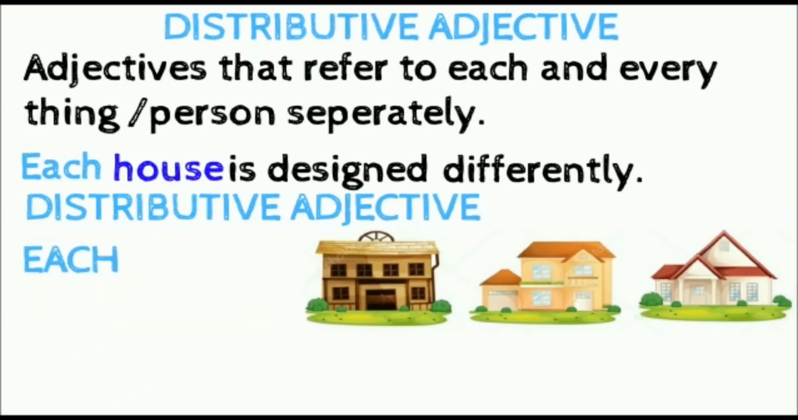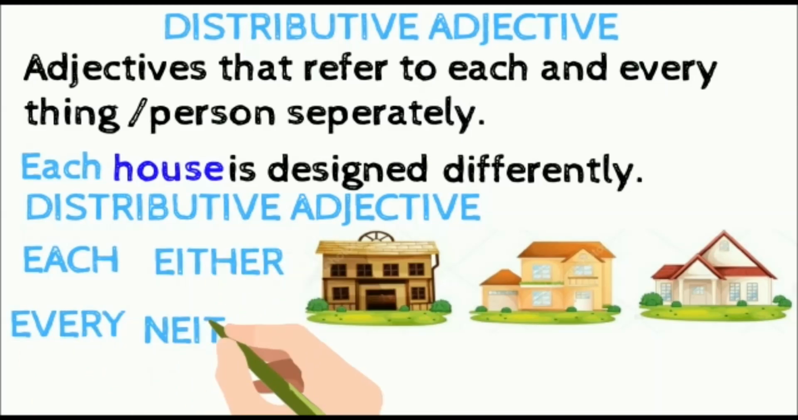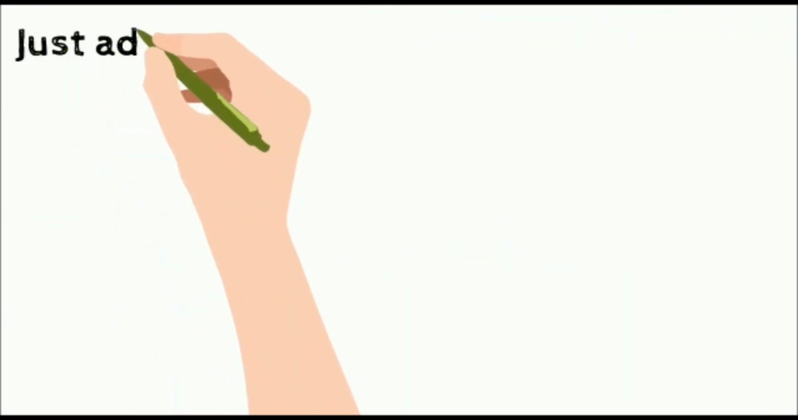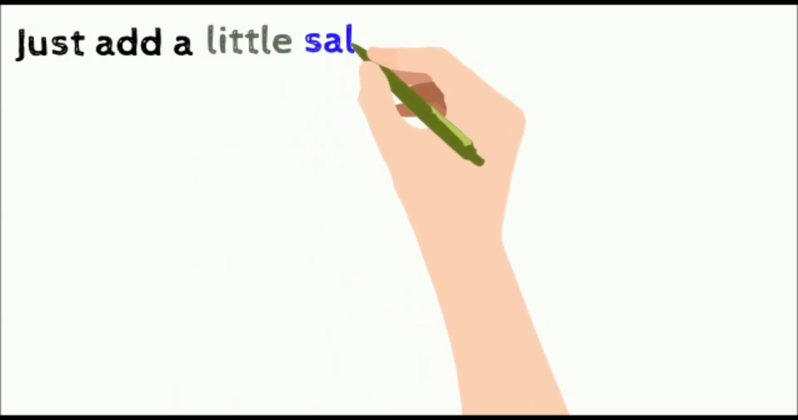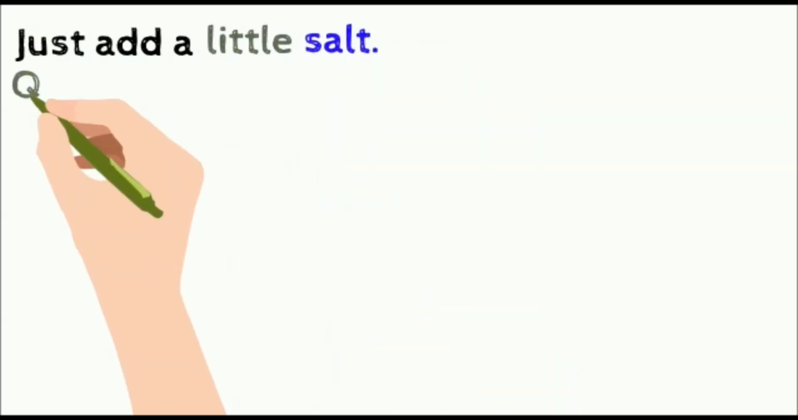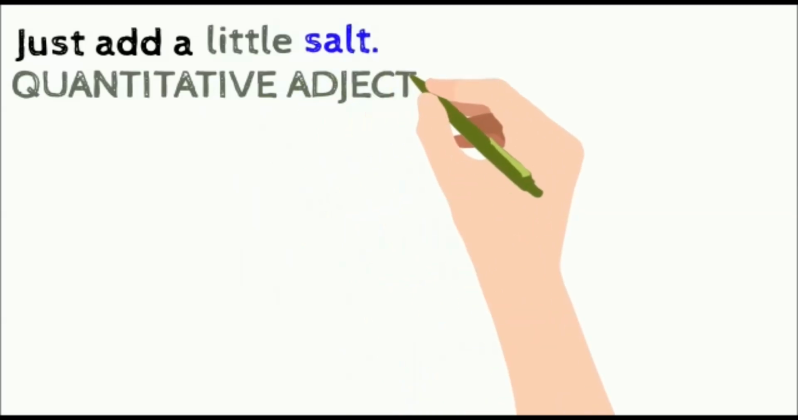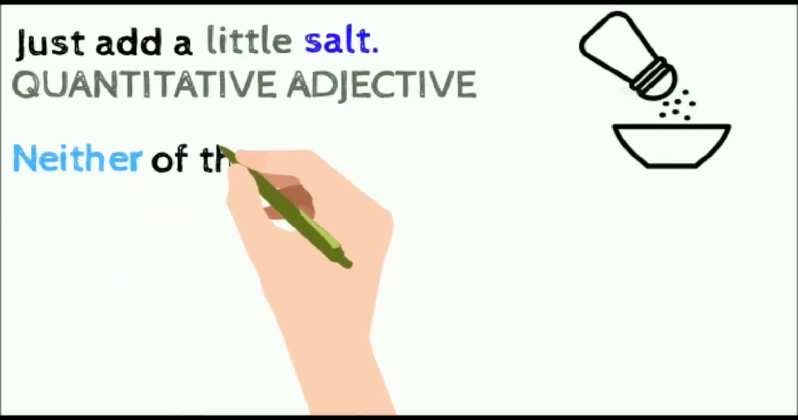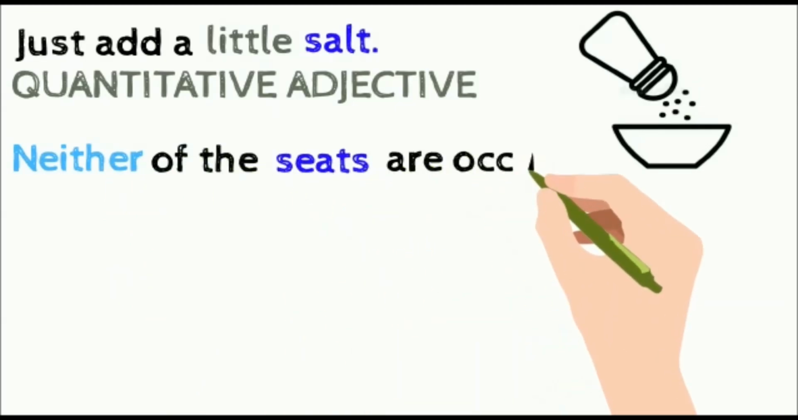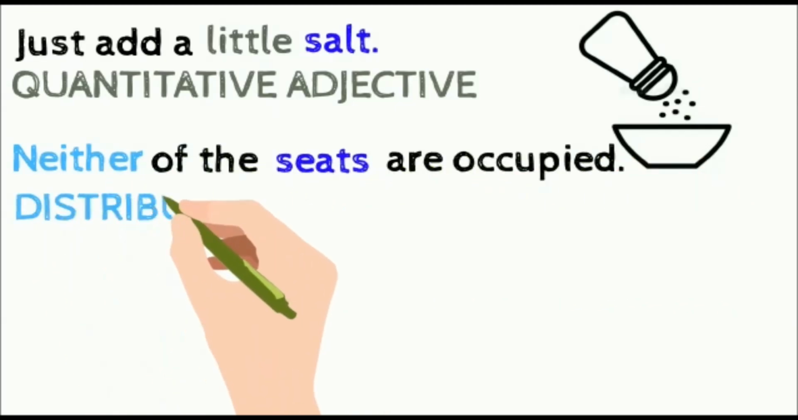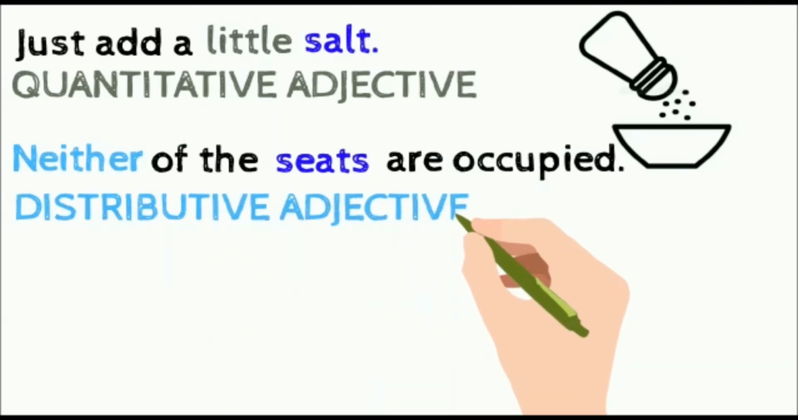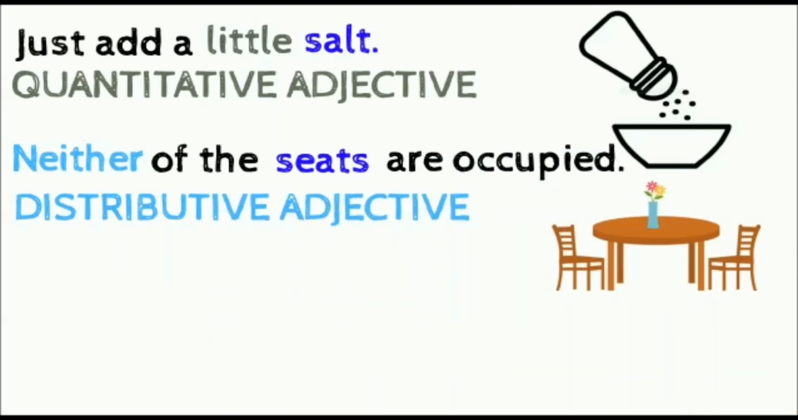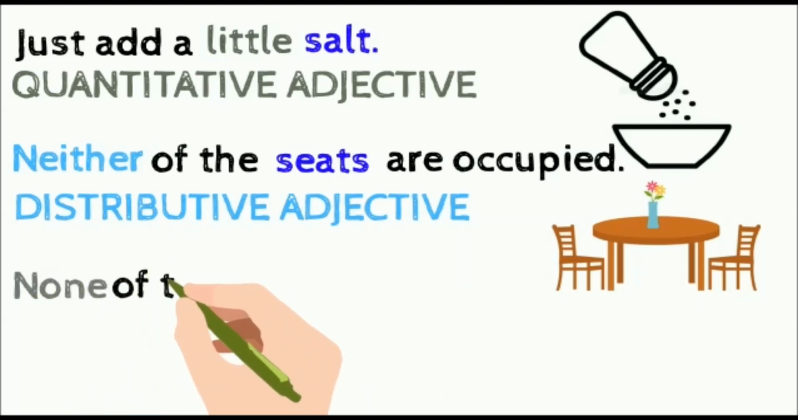Here are a few more examples to understand more about these adjectives. Just add a little salt. Here, little is an indefinite quantitative adjective as it does not specify an exact amount. And salt is the noun. Neither of the seats are occupied. Here, neither is the distributive adjective describing the noun seats. None of the windows are closed. Here again, none is the quantitative adjective and windows is the noun.